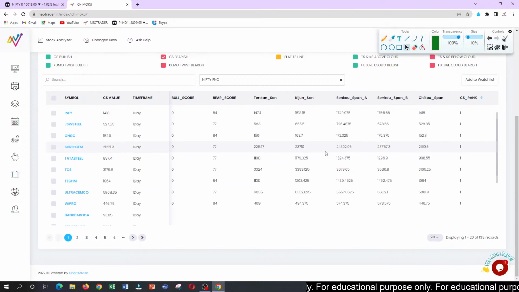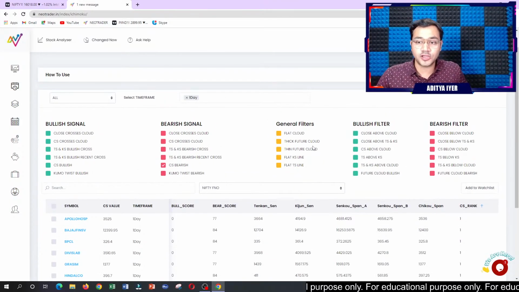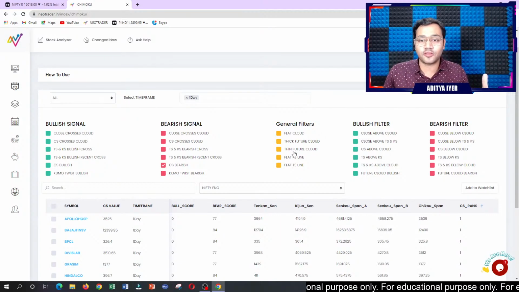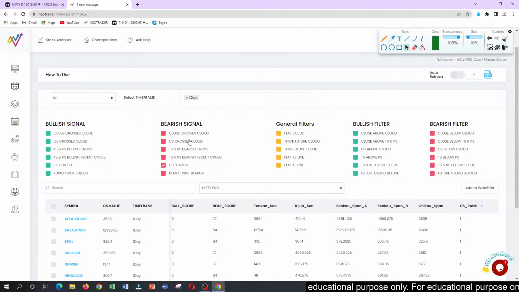I don't want to add that many stocks into my watch list. I want a more filtered list, right? When I chose bullish, I only got like 3 stocks, so I added all of them. Because there are so many stocks whose Chiku span has become bearish now, I need to add another layer of filtration, which I'll do by choosing the particular filter over here that says CS crosses cloud, right? Now it has brought it down to only 2 stocks, right?